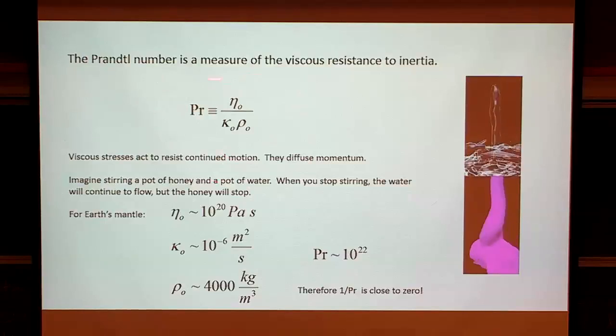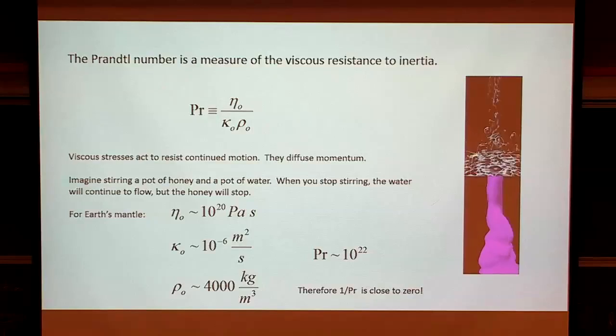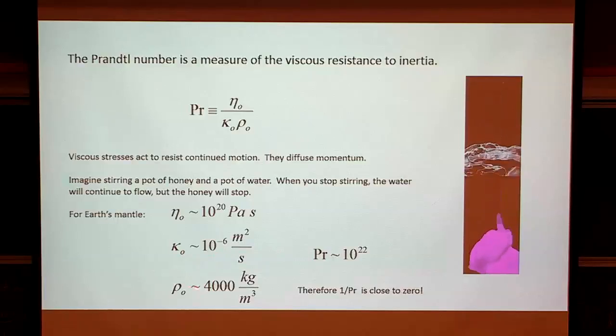So this Prandtl number was in front of our inertia terms in the momentum equation. In fact, we had 1 over the Prandtl number. And if we apply some typical values for the Earth, like a viscosity of 10^20 Pascal seconds, a thermal diffusivity of 10^-6 meters squared per second, and a density for the Earth around 4,000 kilograms per meter cubed, we get a Prandtl number of around 10^22.